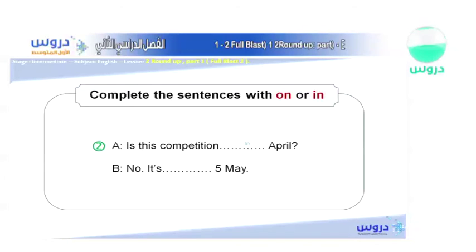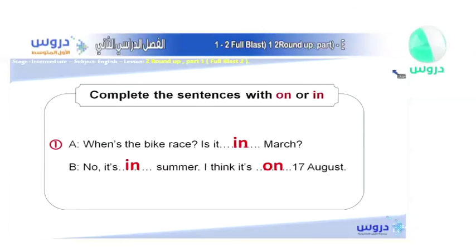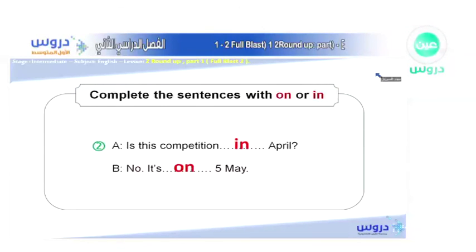Or it's May 5th. So what do we say? That's right, we say on. Well, I made a mistake in this one, but that's okay. It's on. So those are the answers as we have learned. Once again, when we speak about a specific moment, we use on. When we speak about something long, like a month, we say in.